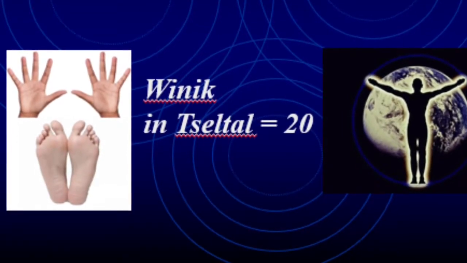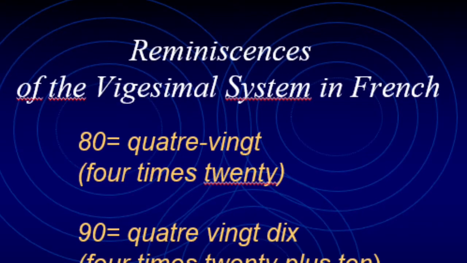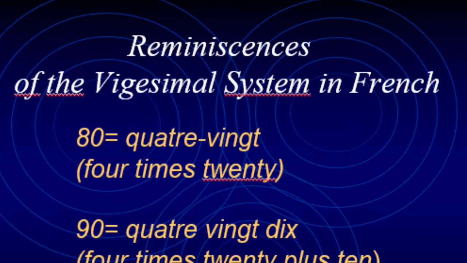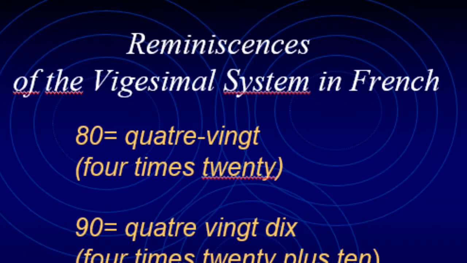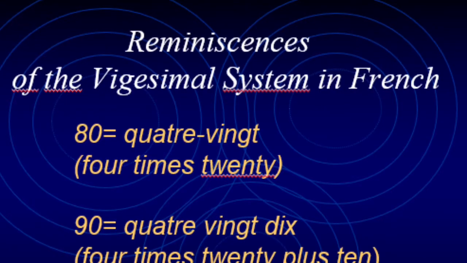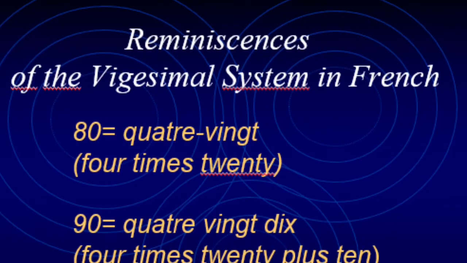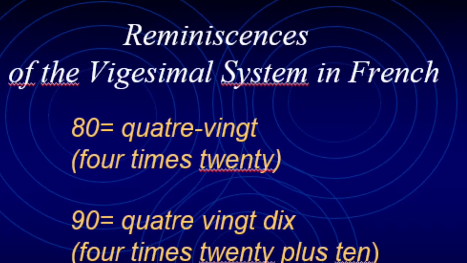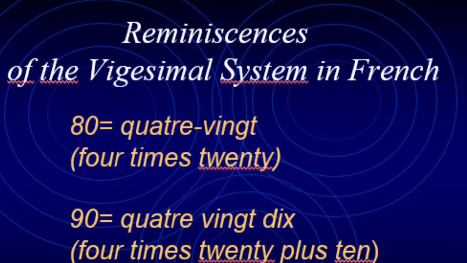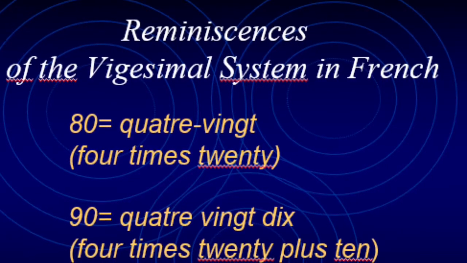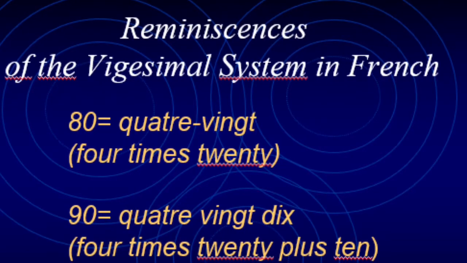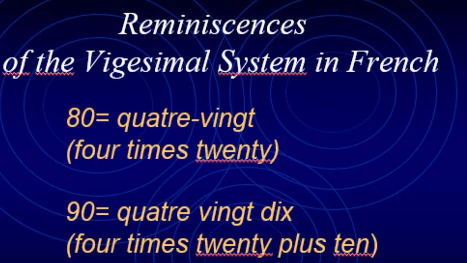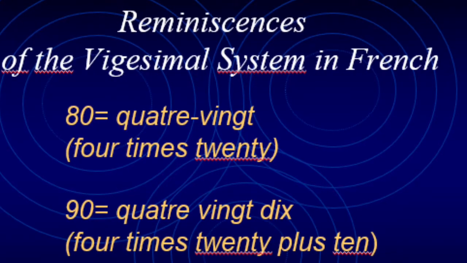There are some reminiscences of the vigesimal system in other languages, such as French, in which, as you know, in order to say 80, quatre-vingts, that means 4 times 20, you can see clearly the vigesimal system here. And in order to say 90, quatre-vingt-dix, which means 4 times 20 plus 10, you can also see the same structure of the Mayan mathematics.